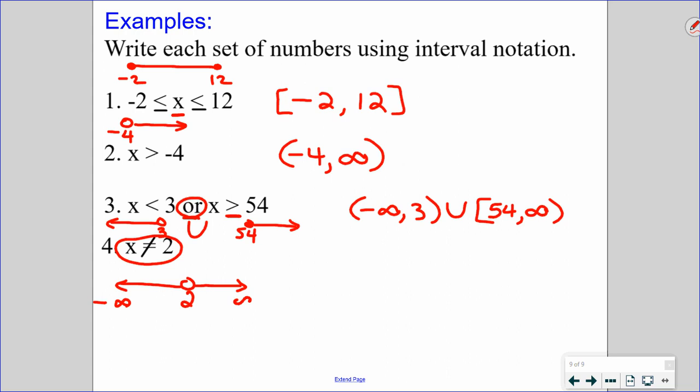So to write that as intervals, you actually have to write 2 separate intervals. So we have to go negative infinity to 2, but use parentheses on 2, because we do not want to include the 2. U, meaning or, 2 again with parentheses, comma, infinity. So by using the parentheses, we're excluding the 2.